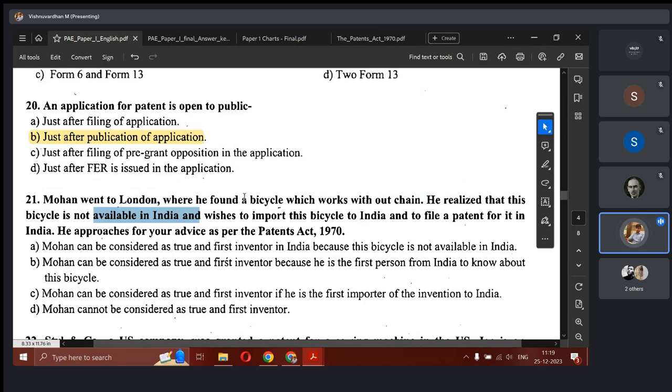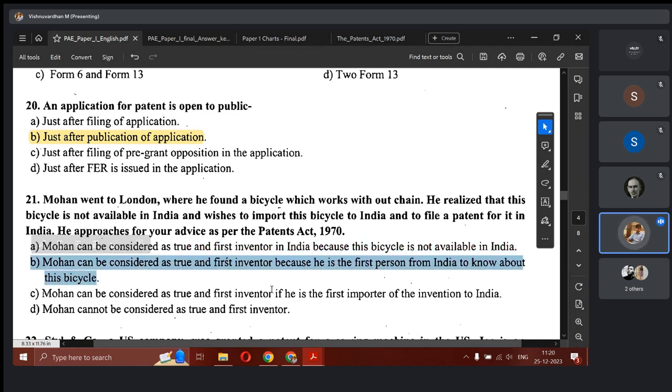So right now, he has found a bicycle in London. That means it's available in the public. It has been worked in public in London. Cool. So what is the advice now? Mohan can be considered as a true and first inventor in India because his bicycle is not available in India. Again, this is complete rubbish, I think. Mohan can be considered as true and first inventor because he's the first person from India to know about the bicycle. Again, the answer is no, I think.